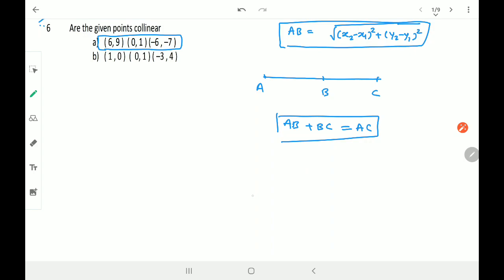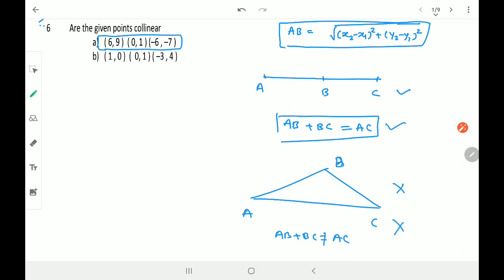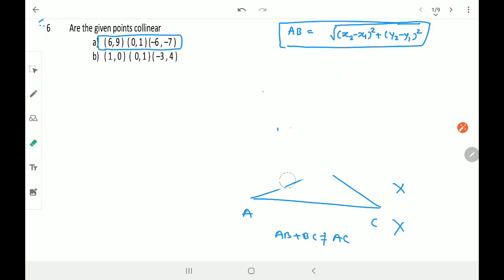But is that going to happen in terms of these 3 points ABC? Is it going to happen that AB plus BC is equal to AC? No. So when points are collinear, only then is this true, and when they are non-collinear, it is not true. Now this kind of phenomenon from Euclid's geometry that you saw last year is going to be helpful here in solving this question. So let us see the question.